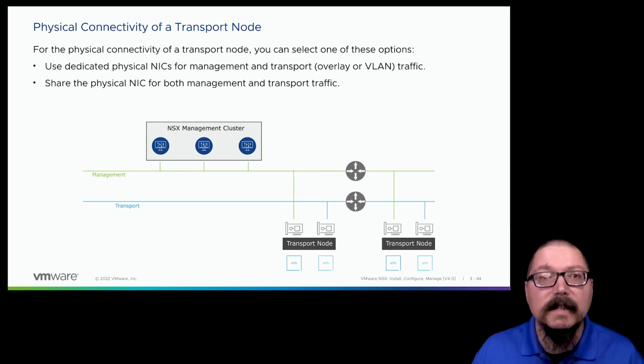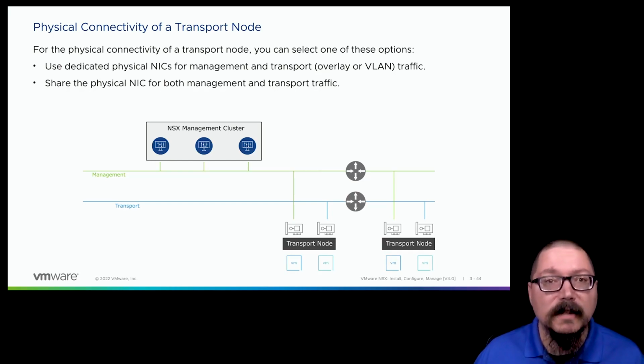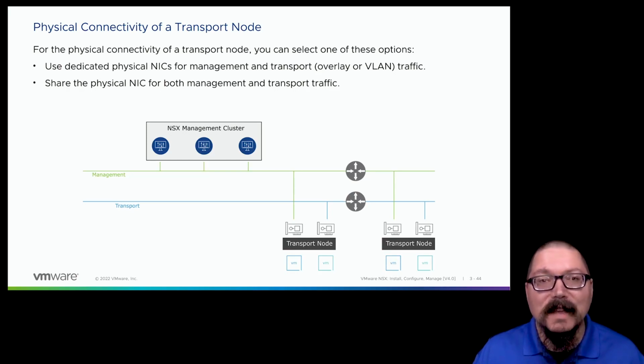I need connectivity to both of these kinds of networks. The management network, because that's where my management components are going to be. That's where I'm going to get my configuration for NSX and so on. And then the transport network so that my virtual machines can send traffic around wherever they need to go.